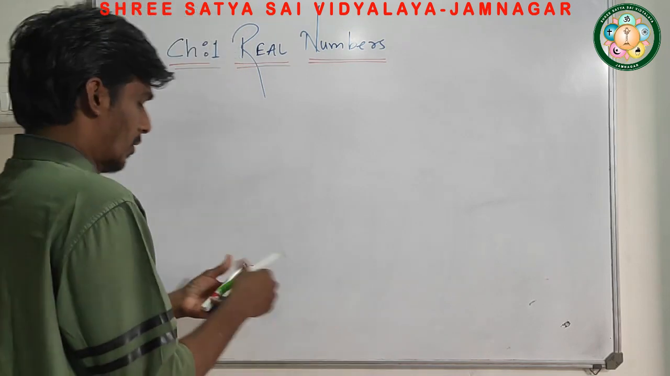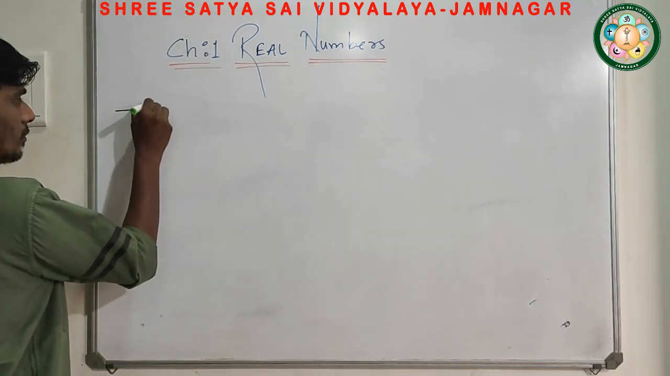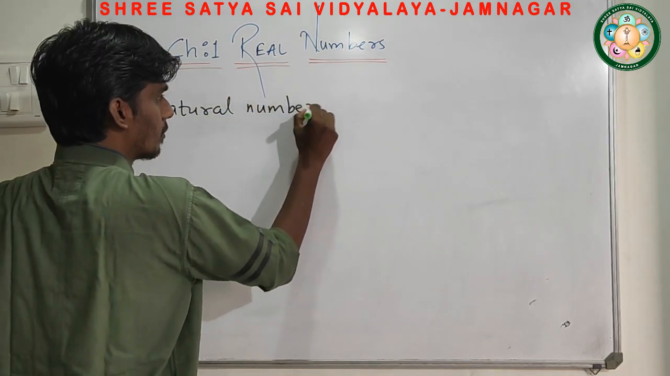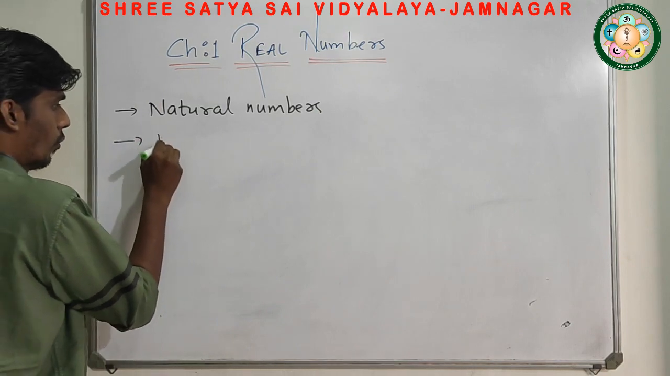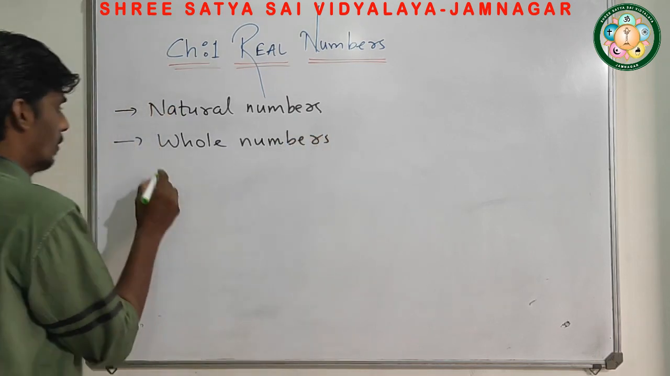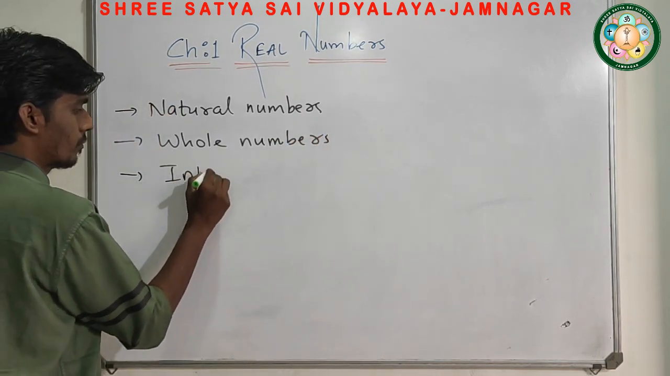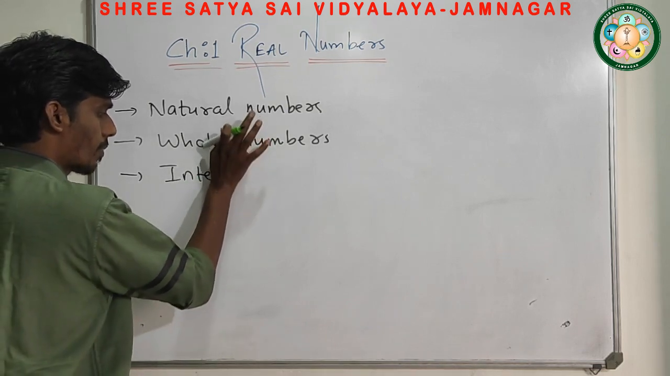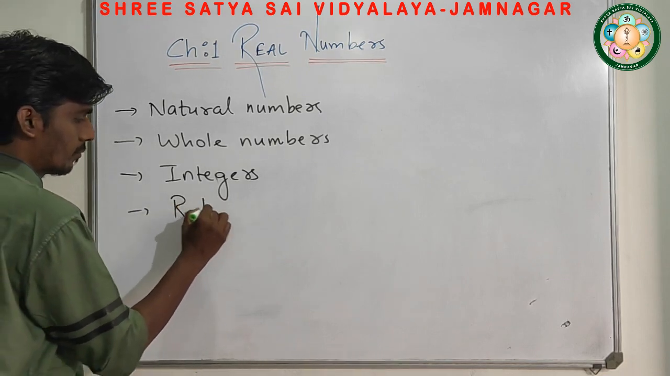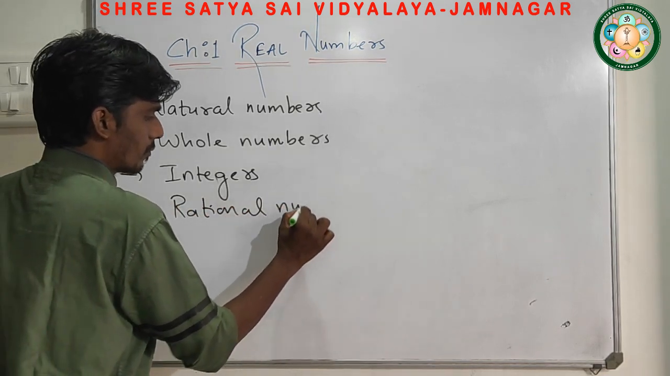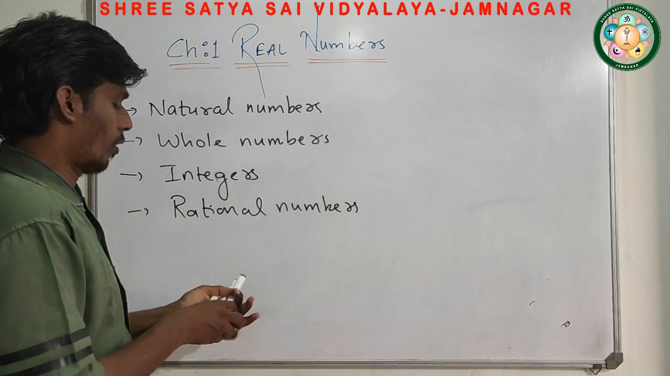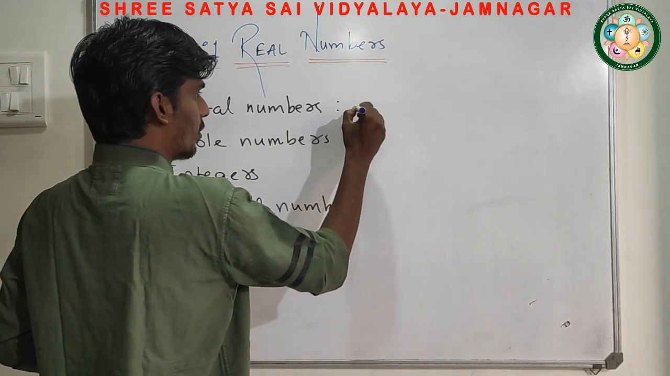So in number system we learn about natural numbers, whole numbers, then integers, then rational numbers. Let's look at the examples of natural numbers. So already we know about all these things. So natural numbers include what?